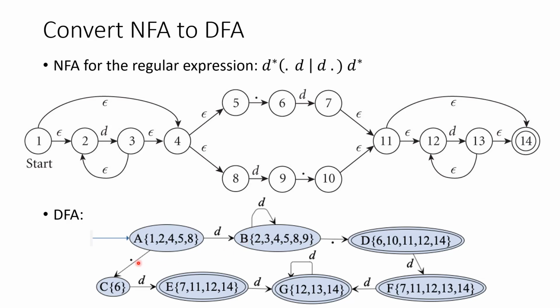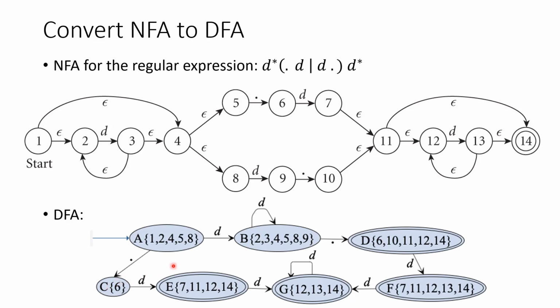On input symbol period, we cannot go anywhere from any state in A except for state 5, which leads to state 6 in the NFA. So from state A of the DFA, we go to the state consisting of just state 6 of the NFA on the input symbol period. We call this state C.